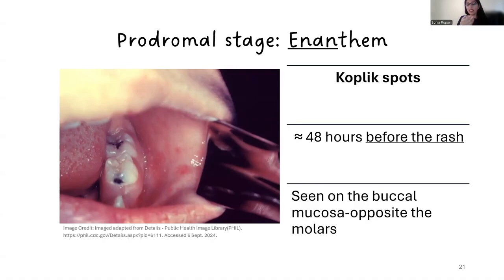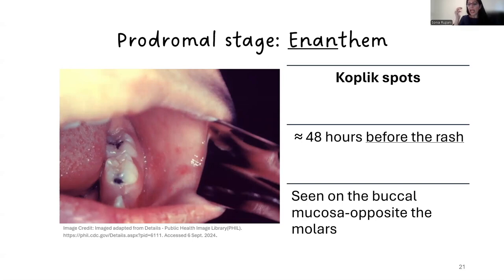So with Koplik spots, these are commonly described as white grains or salt grains on a red background. And that's because they appear very tiny. They're like 1 to 3 mm, small, tiny white spots. And those white spots are because the cells are destroyed there, so they appear pale. So they're white. And sometimes they may look a little bluish around because of venous engorgement in that area.